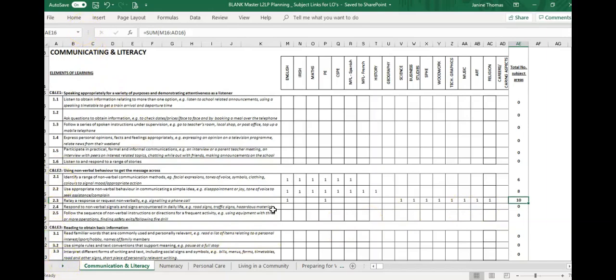Now, as this is a working document and an open document, this means that any staff member who is assessing an L2LP student during the year may have realized, oh, actually, I can assess this learning outcome, and can go back into this document and reallocate that learning outcome to their subject, which means that we are constantly building on the number of subjects that can assess an L2LP student.